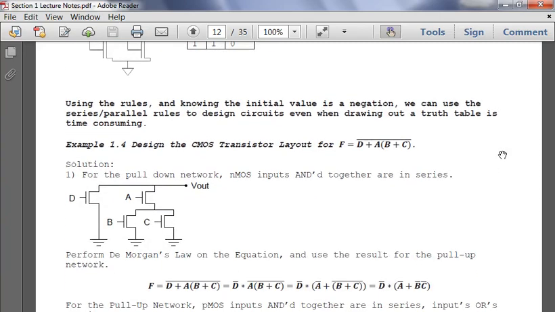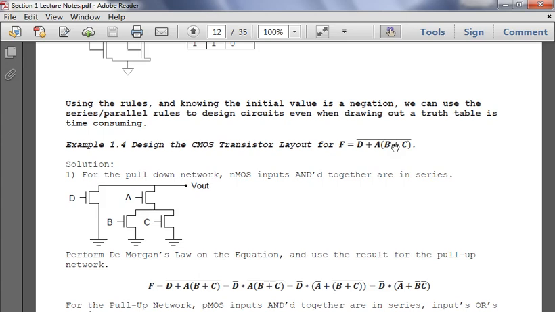I'll take the next couple of minutes to briefly show 1.4. We're going to review this again at the beginning. 1.4 is not due. So here we have D or A and B or C, and it's all not, right? So we start out, we can use these parallel rules. Since D is in parallel by itself, it has its own lane, right? And then A is going to be in series. And since B and C are ORed, they are parallel. So they're all coming from ground, they'll be hooked together, and then they have to go through there.